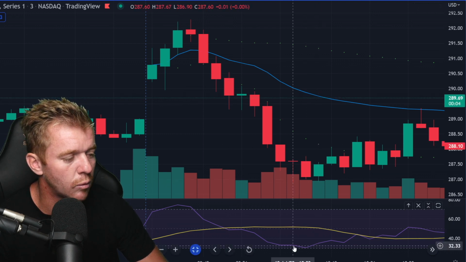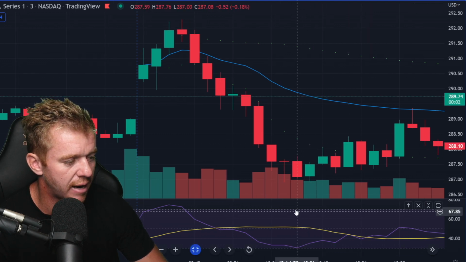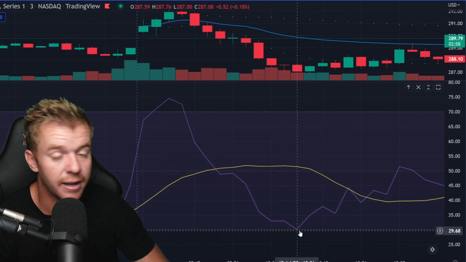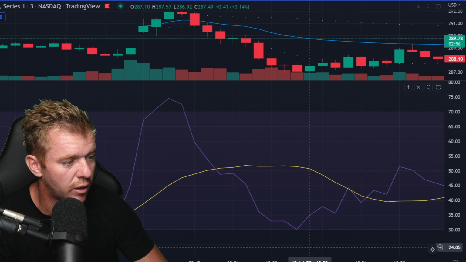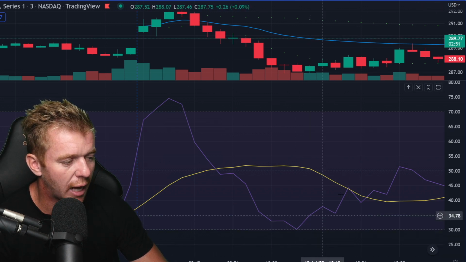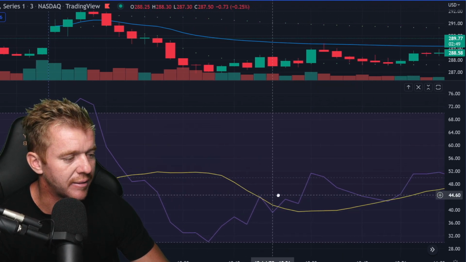And then the same idea, when we're down here at the bottom of the RSI, down here at the 30s, I don't want to be getting short because there's probably not much more room to go. Maybe a little bit of room to go here, but in general, I would expect a bounce back up, and that's exactly what we got.